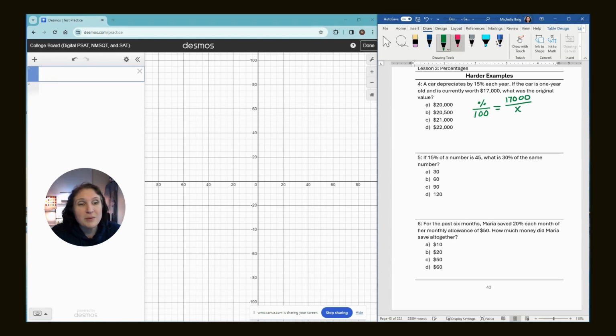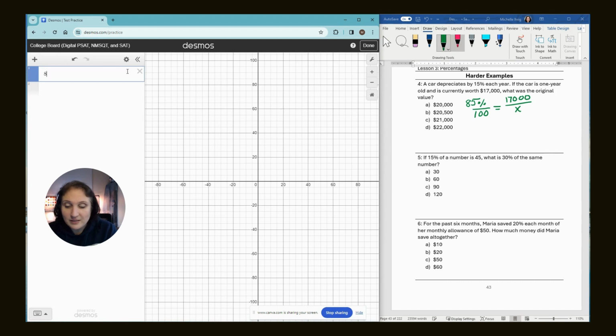So this is when we have to be like, okay, if it went down 15%, if I have $100 and I spend $15, and I keep saying $100 in my videos because 100%, $100, and we often think much better when it comes to money. So we've got $100, we spent $15, so how many dollars is left? $85. And that is what we're going to type into Desmos. We've got 85 divided by 100 equals 17,000 divided by X.